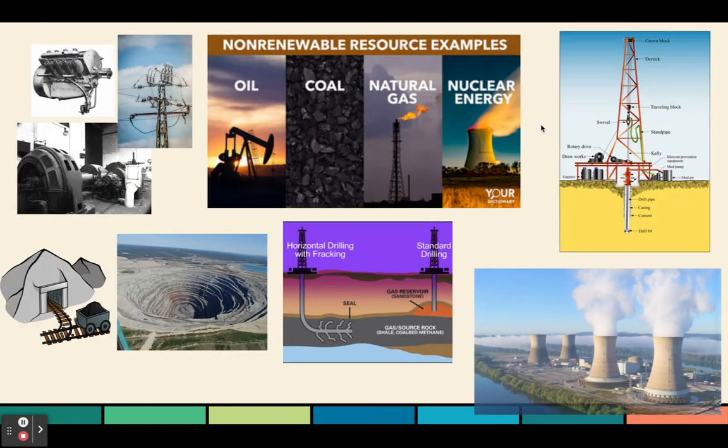These are the non-renewable resources that we use for energy. If you do the extra credit, I go into a lot more detail with this, but that was just a general overview.